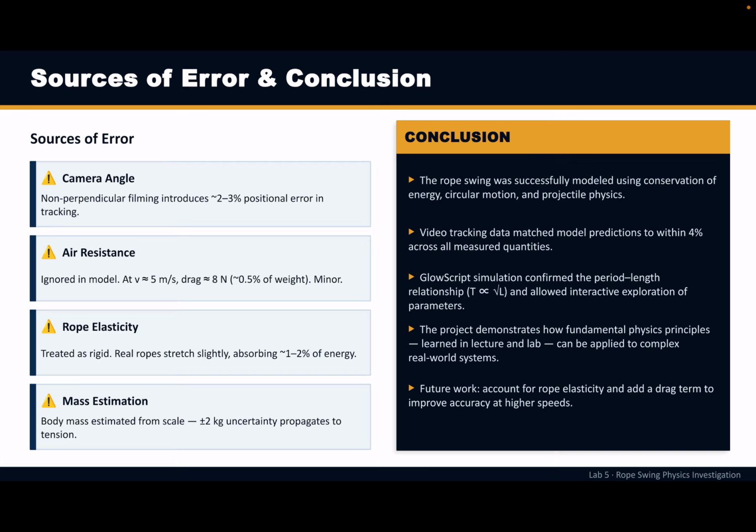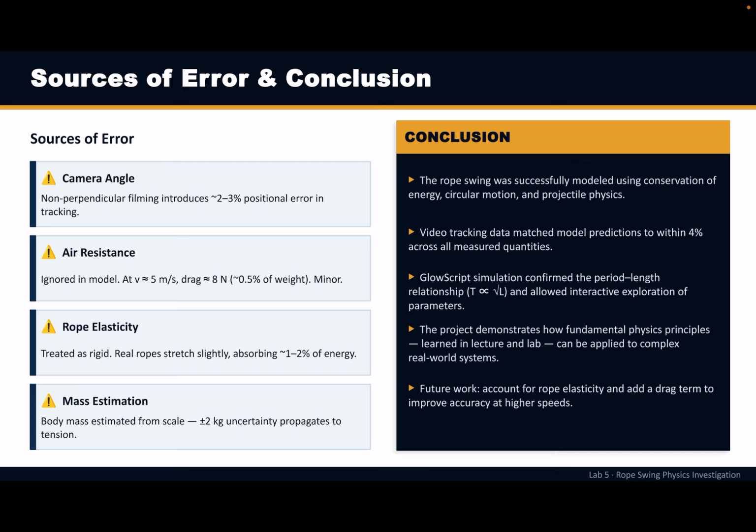And to wrap it all up, for our sources of error, my biggest one was the camera angle, which filming slightly off perpendicular produces 2 to 3% of error. Air drag was also neglected, but is generally small at these speeds, and rope elasticity could also absorb a small amount of energy.